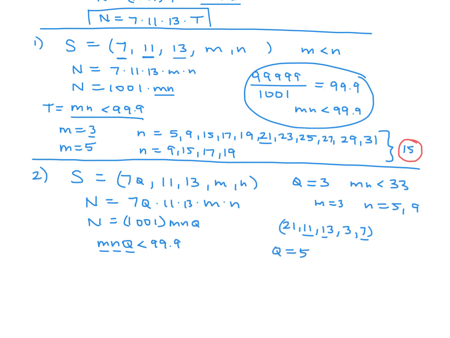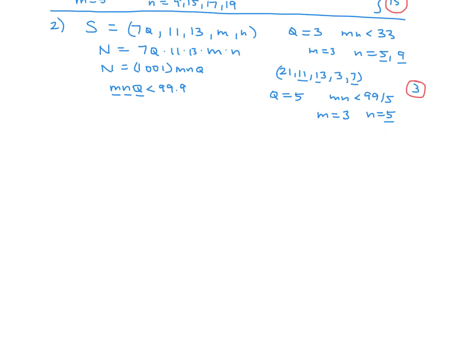When q is 5, by the same sort of principle, we have mn less than 99 over 5, whatever that works out to. And therefore, when m is 3, and then n is 5, that's the only one I can use, meeting all the criteria and making sure that I don't have overcounts. So how many did I get for this guy? I got 1, 2, 3. So I got 3 here. Unique ones. Okay. Pretty decent so far, I think. Okay, let's keep going. Hopefully we can finish this off.